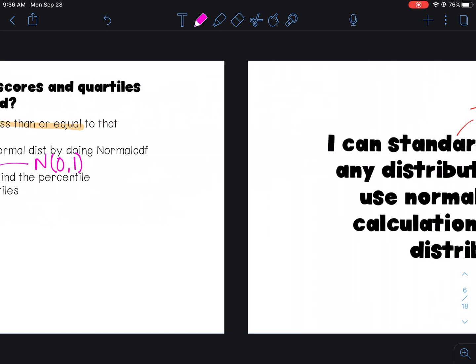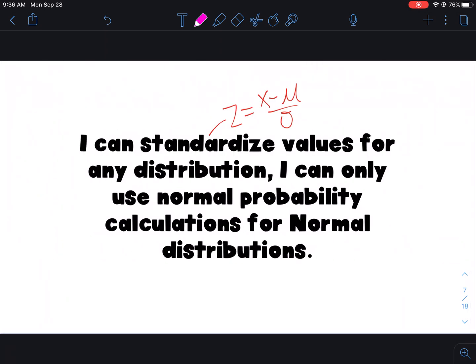But here's a big idea that some of you are probably going to struggle with. That I can standardize values for any distribution. The distribution could be skewed to the left, it could be skewed to the right, it could be approximately normal, it could be uniform, because symmetric and uniform are not the same thing. But I can only use normal probability calculations for normal distributions. Let me repeat that. I can only use normal probability calculations for normal distributions.